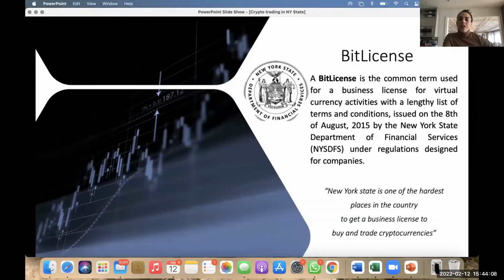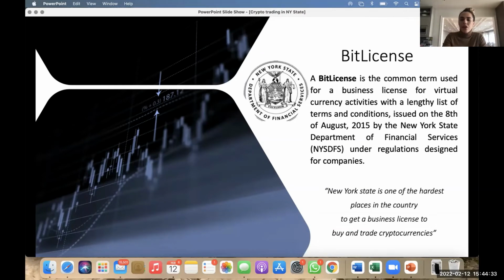So what you need to know is the BitLicense. A BitLicense is the common term used for a business license for virtual currency activities with a lengthy list of terms and conditions. Issued on the 8th of August 2015 by the New York State Department of Financial Services under regulations designed for companies.